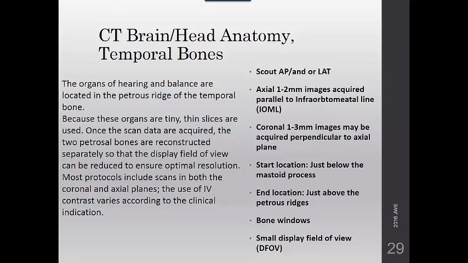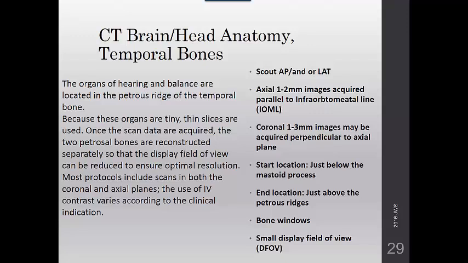The organs of hearing and balance are located in the petrous ridges of the temporal bone, and because these organs are tiny, thin slices have to be used. Once the scan data is acquired, the 2 petrosal bones are reconstructed separately so that the display field of view can be reduced to ensure optimal resolution. Most protocols include scans in both the coronal and axial planes, and the use of IV contrast varies according to the clinical indication. But basically, scanning these tiny bones requires, number 1, thin slices, number 2, small targeted display fields of view, and number 3, high resolution reconstruction algorithms.